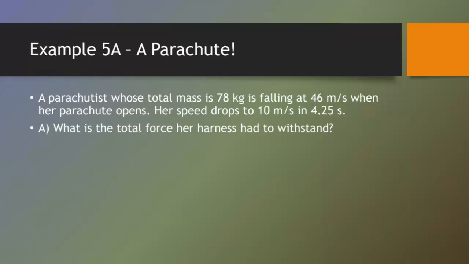A parachutist whose total mass is 78 kilograms is falling at 46 meters per second when her parachute opens, and then her speed drops to 10 meters per second in 4.25 seconds. What's the total force that her harness has to withstand? Okay, so we have a person here, and they are attached to a parachute.